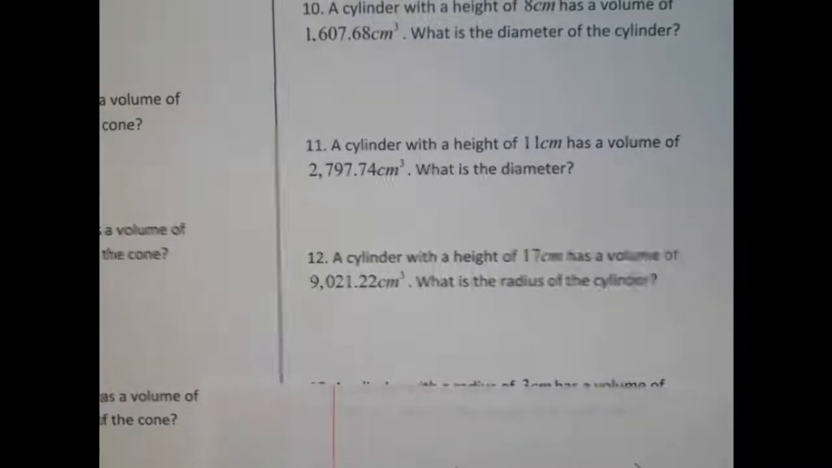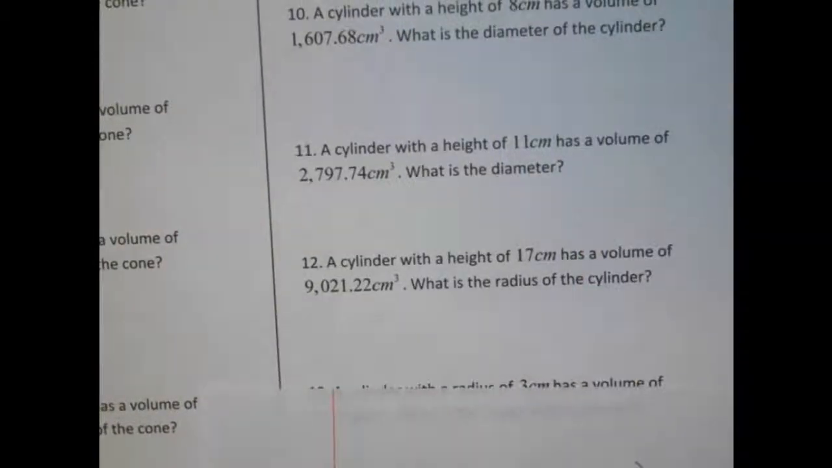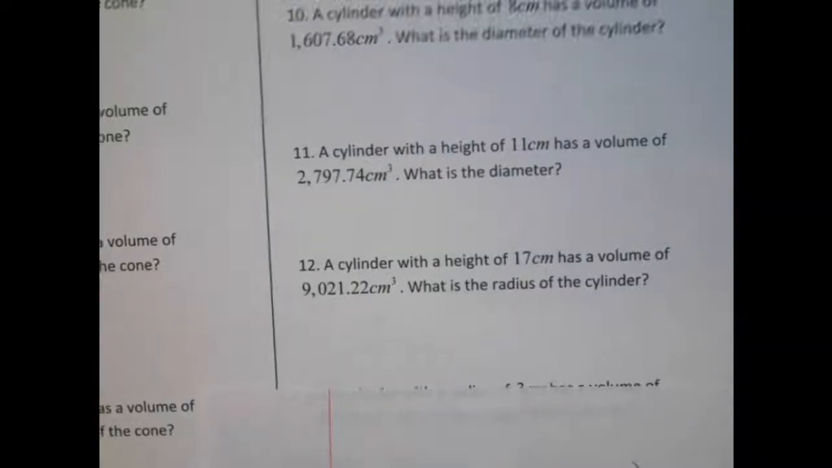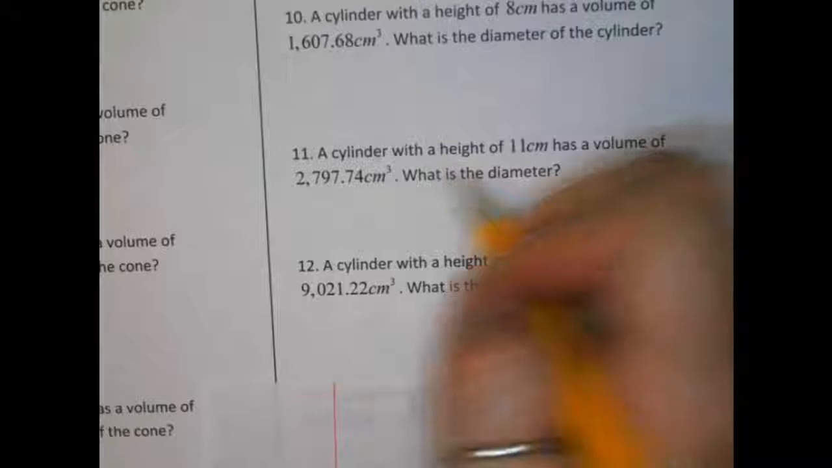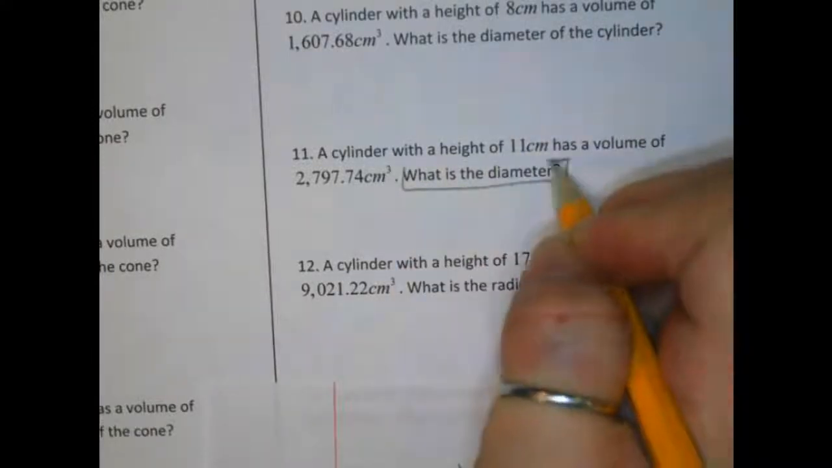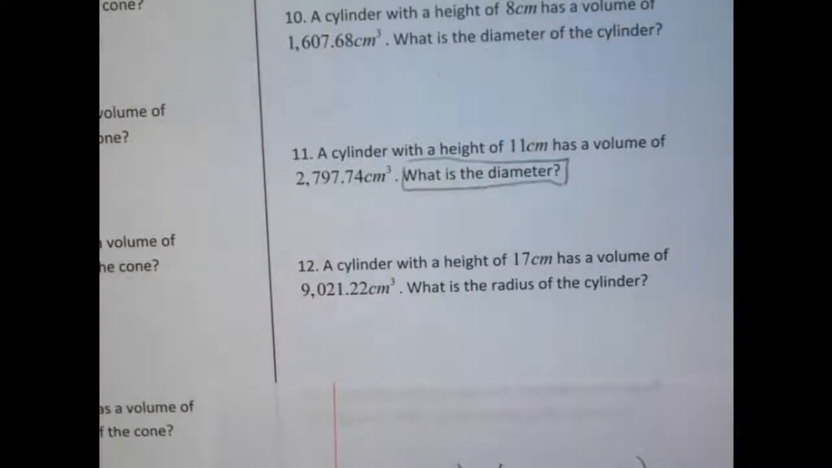And this is a good one because here's what you guys fail to do on your test. How many of you guys actually read the question before you answer it? Okay, I'm going to say maybe. What am I looking for in number 11? The diameter. Okay. So is there a diameter in my equation? No, but can I find the diameter with the information from my equation?